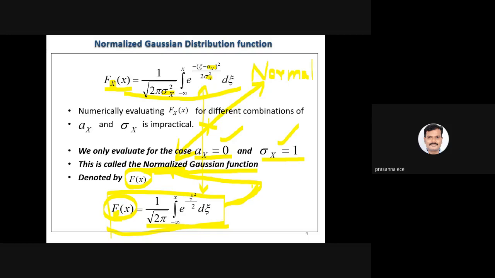Whenever we are making a table, we are going to plot just the normalized Gaussian function. Only the graphs are plotted and the tables are calculated only for the normalized Gaussian function. Then we'll see how plotting the normalized Gaussian function helps us in finding the values for a general Gaussian function like this fx of x. They have a very simple relationship by which we use the normalized Gaussian function for calculating probabilities related to any kind of Gaussian random variable.